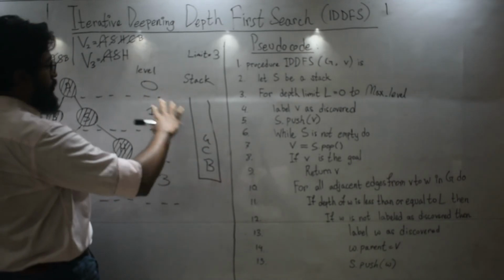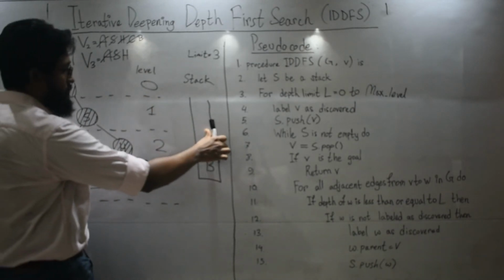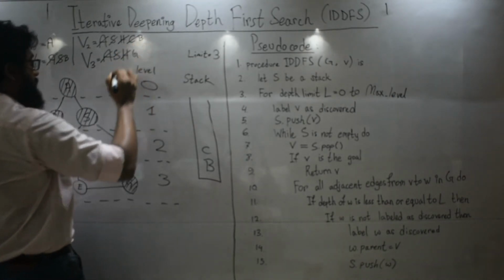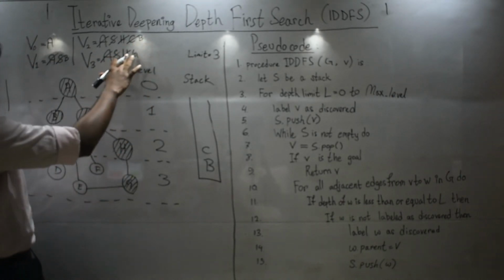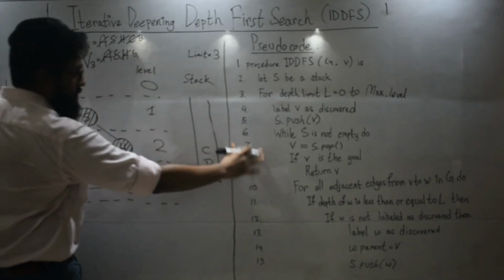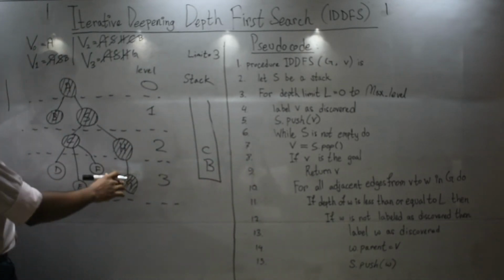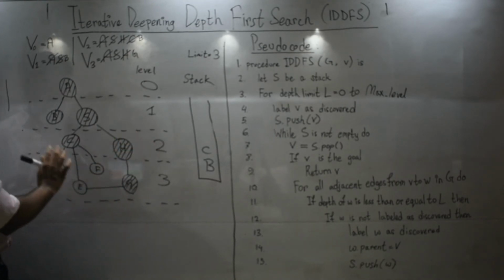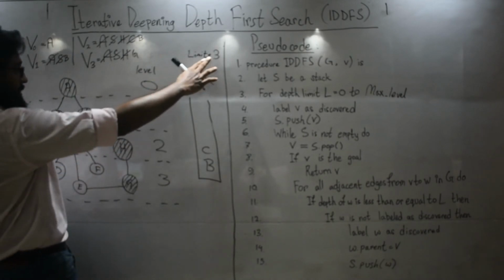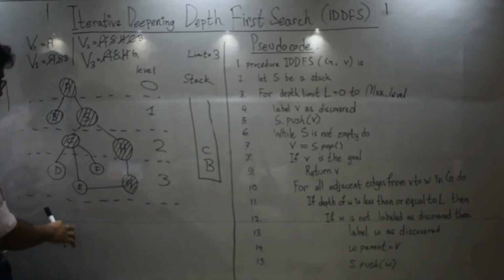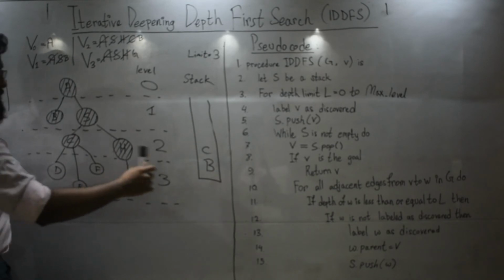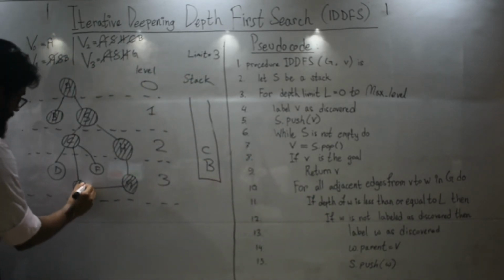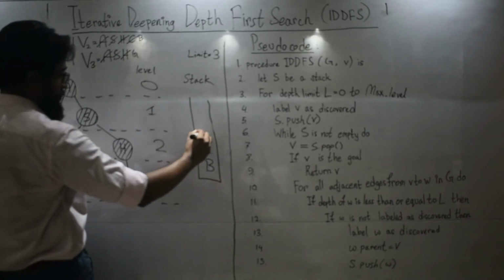Pop. So whatever is on top of my stack, let's pop it. Pop G and place it here. Now we will have to look for the neighbors of G. What are the neighbors of G? It's E and H. H has already been visited. Let's look into E. Is E within my limit? Yes, it's 3 and my limit is 3. It's not yet visited. So we will label it and then push. Visit and push.